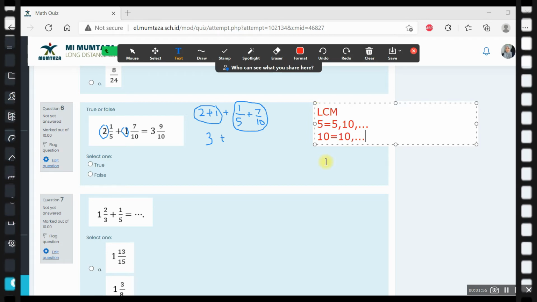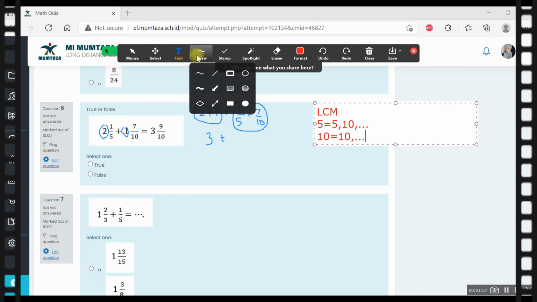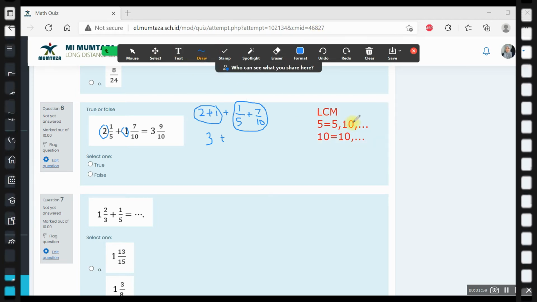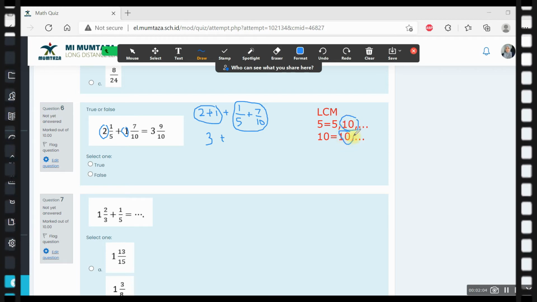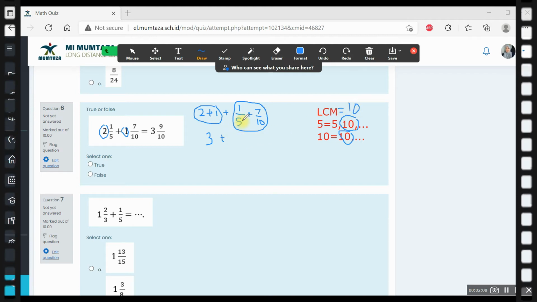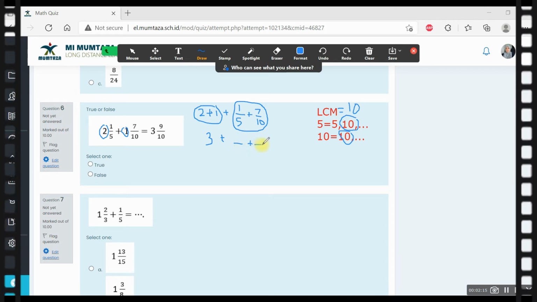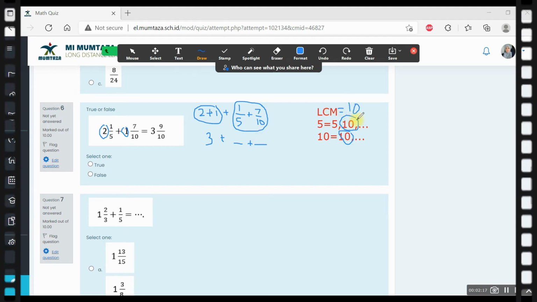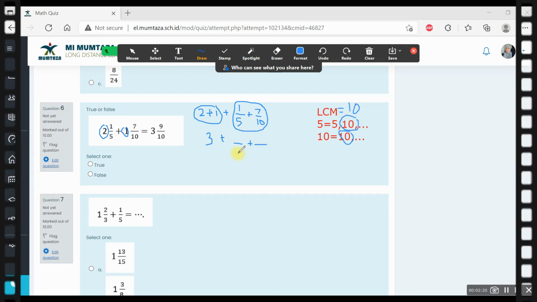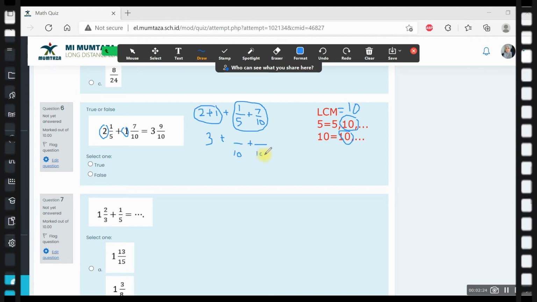Yeah, we can get the LCM of 5 and 10. The LCM is 10. So we can make the new fraction. Because this is the addition, so find the equivalent fractions. Now the LCM is 10, so the bottom number is 10. Now find the new fraction.